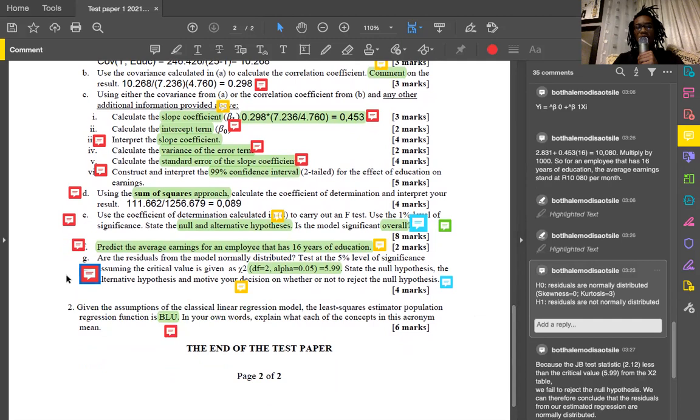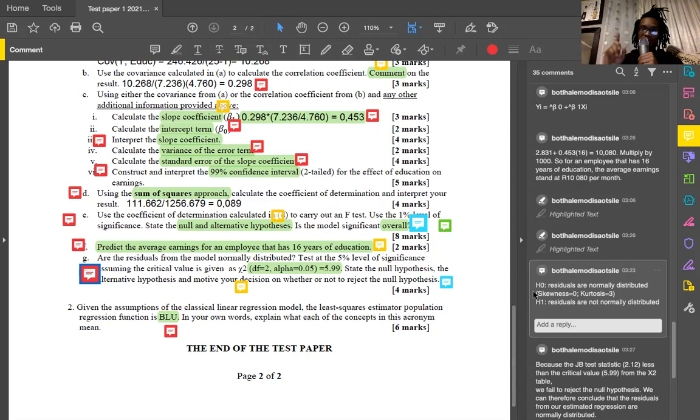You state your null, you state your alternative, and it is as follows. Your null hypothesis states that residuals are normally distributed, and then your alternative hypothesis states that residuals are not normally distributed. How would you know? Simple. This is how you would know.